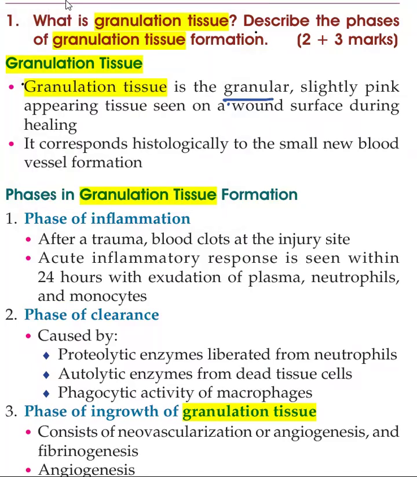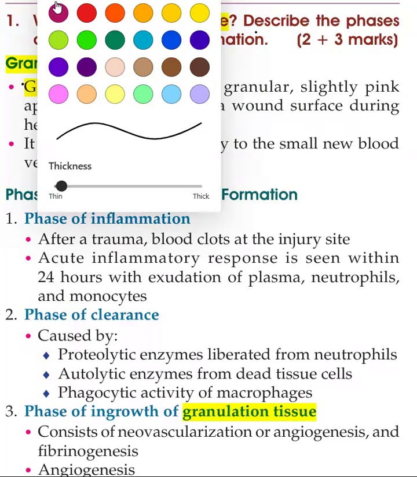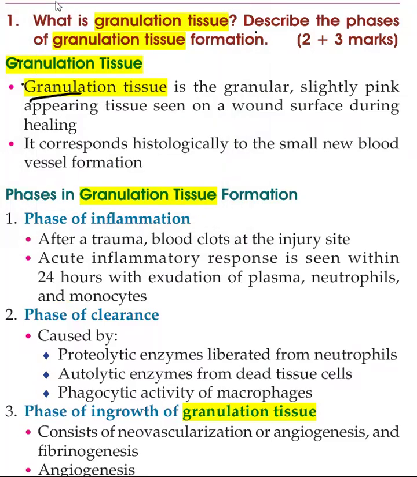Granulation tissue is the granular, slightly pink appearing tissue seen on a wound surface during wound healing. It corresponds histologically to the small new blood vessel formation.